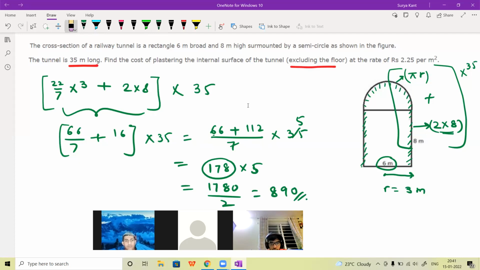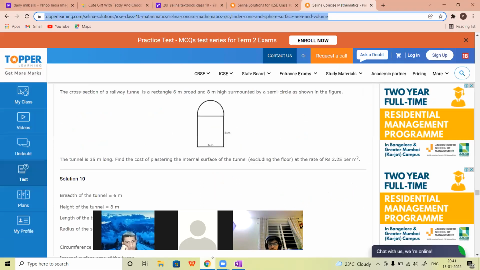And this is your total surface area, which we have to find, and we have to find the cost of plastering. So you should multiply by 2.25. Then get the answer like this.